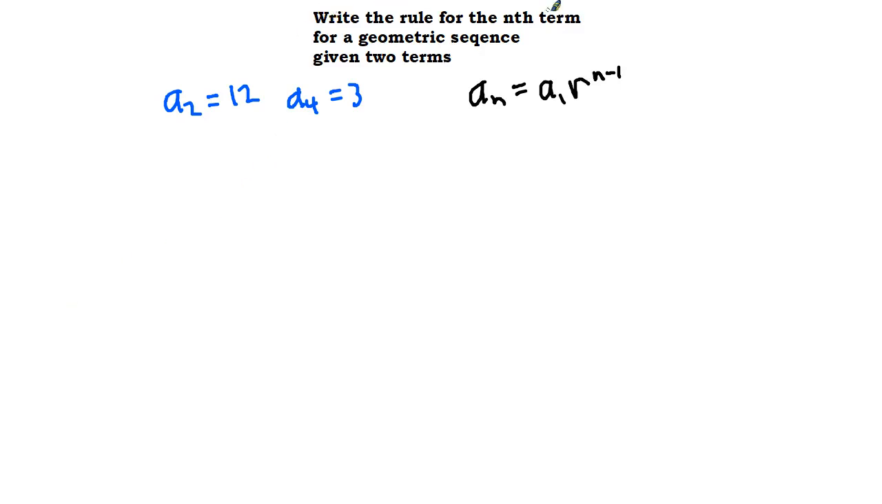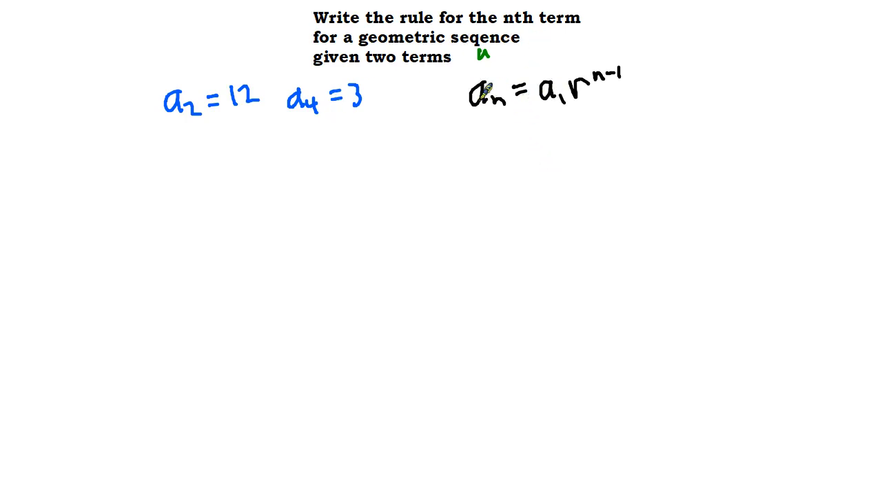Write the rule for the nth term for a geometric sequence or series. Ooh, by the way, there should be a U in there, right? Sequence or series given two terms. So in this case, we're given a sub 2 equals 12 and a sub 4 equals 3, and we're told that this is a geometric sequence or "secants," as they say.